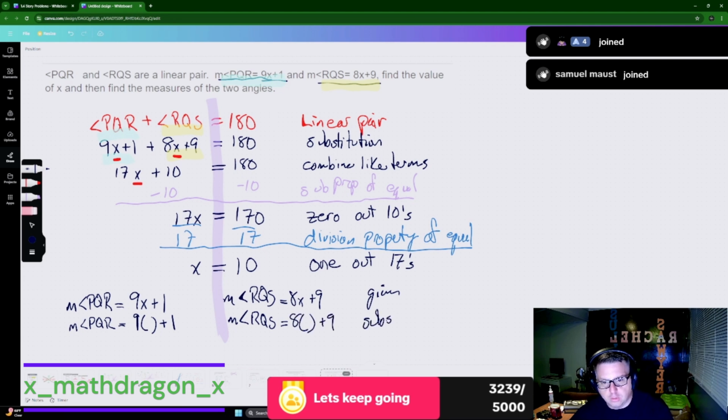But this time we're going to do substitution. We're going to plug a value in there. And that value that we're going to plug in is 10. So we're going to do 10. So 10 times 9, yep, 90 plus 1 is 91. So that's the measure of PQR. And then 8 times 10 is 80 plus 9. So that's 89 equals RQS.